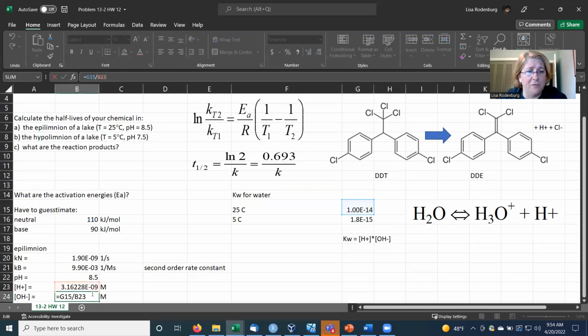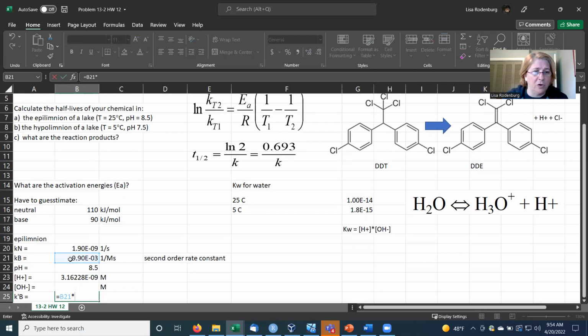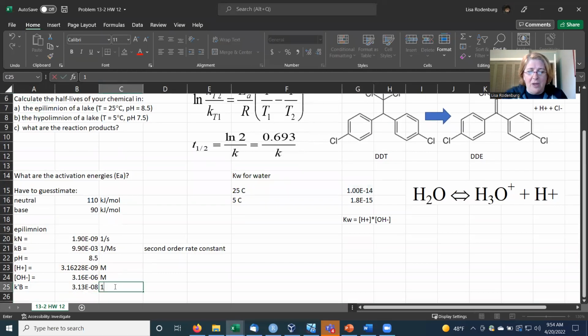So therefore, if you take the 10 to the minus 14 and divide it by the proton concentration, here's your concentration of hydroxide. All right, so then our K, I'm going to put a little apostrophe here, B, because the apostrophe tells me that this is the pseudo first order rate constant, is now this KB, second order, times the concentration of hydroxide here. And so now we have it in units of 1 over second.